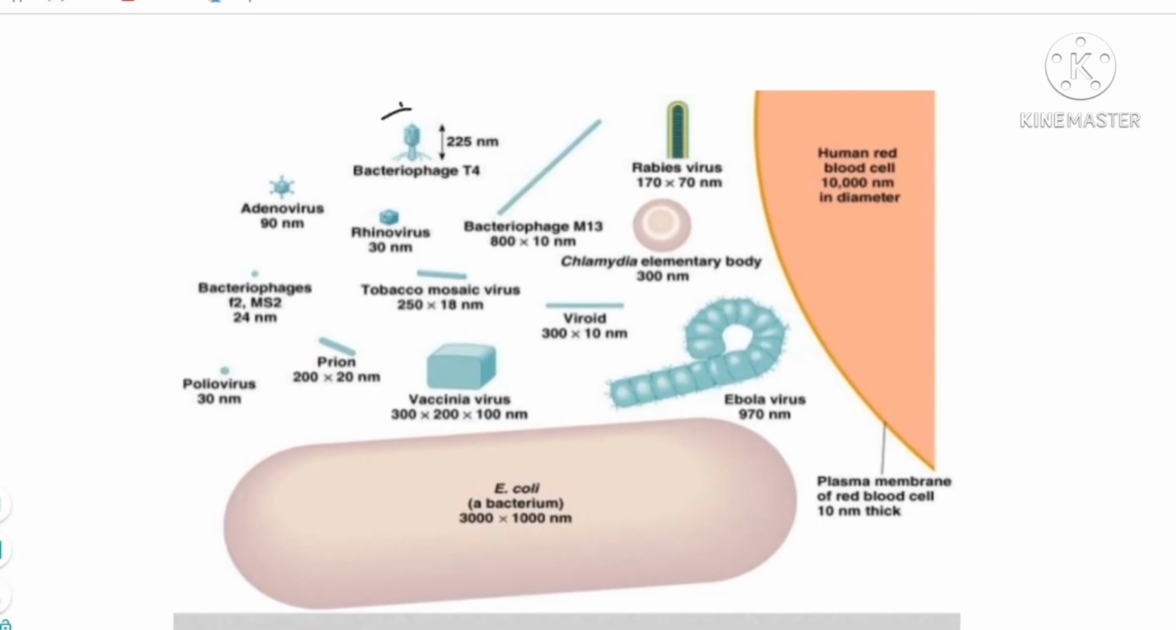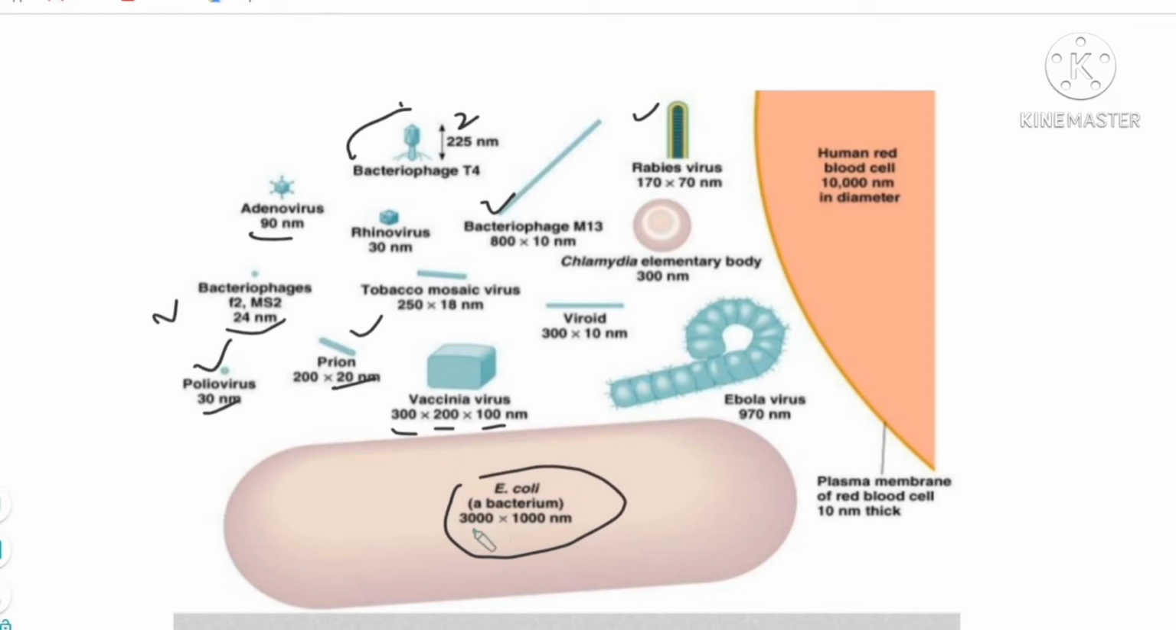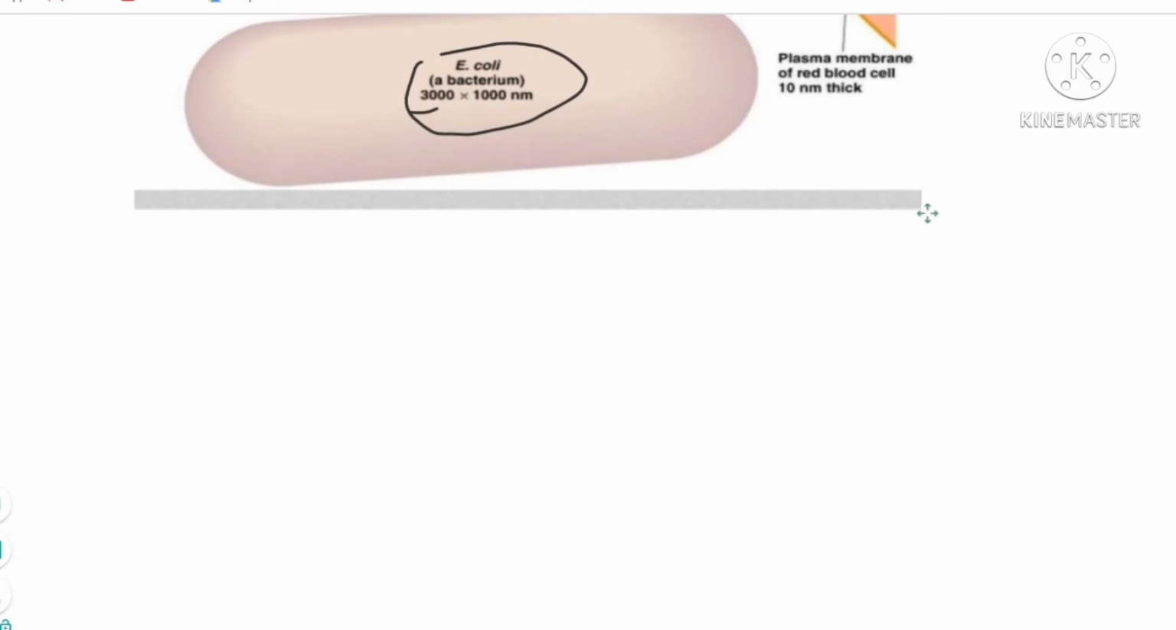Bacteriophage is 225 nm, rabies virus is 170 by 70 nm, adenovirus is 90, rhinovirus is 30, and here is a bacteriophage that is 800 by 10 nm. Here is also bacteriophage F2 MS2, that's 24. Here is poliovirus, that's 30, prion, that's 200 by 20, and here is vaccinia virus, it is 300 by 200 by 100 nm. E. coli is here, that is a bacterium, its size is larger than a virus. So this is also one comparison between viruses and bacteria.